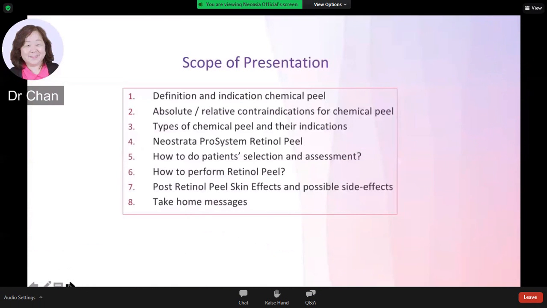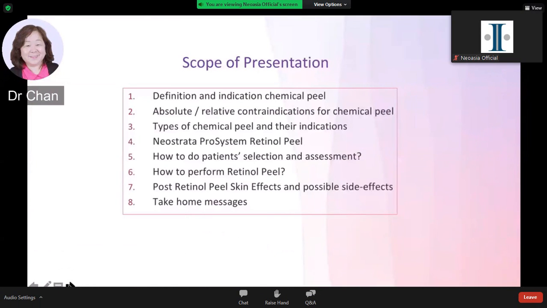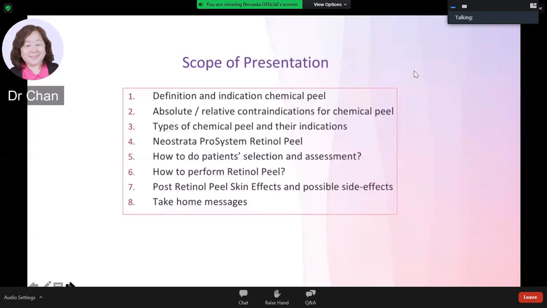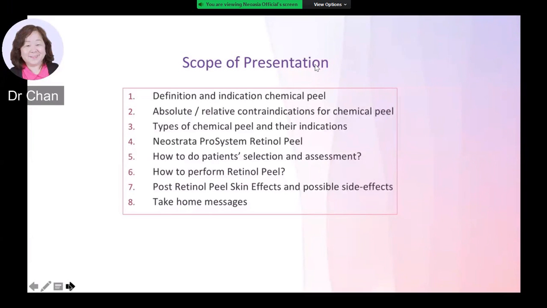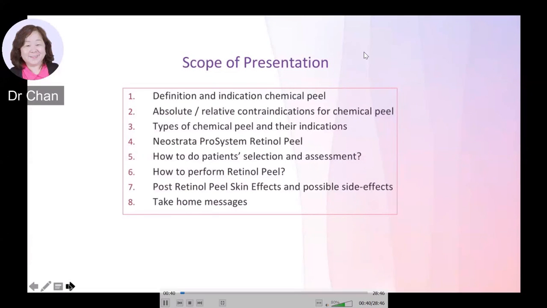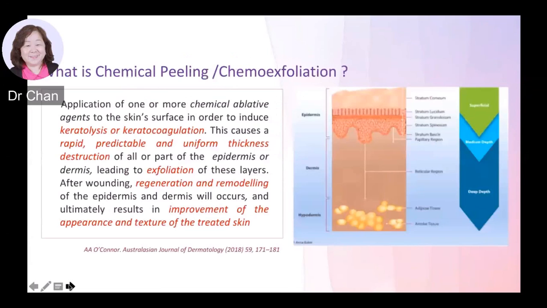We will try to cover the following topics: definition and indication of chemical peel, absolute and relative contraindications for chemical peel, what are the types of peels and their indications. We will introduce the new Strata Pro system retinal peel, how to do patient selection and assessment, how to perform retinal peel, followed by a listing of the possible skin effects and side effects of chemical peeling. Then we will end with some take-home messages.